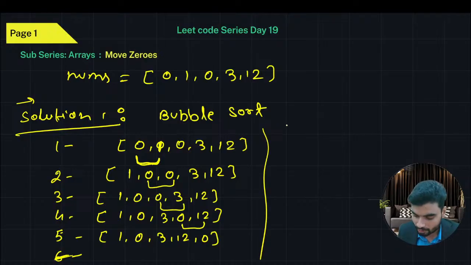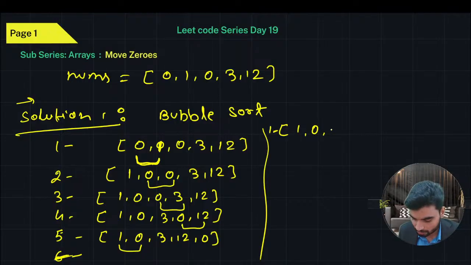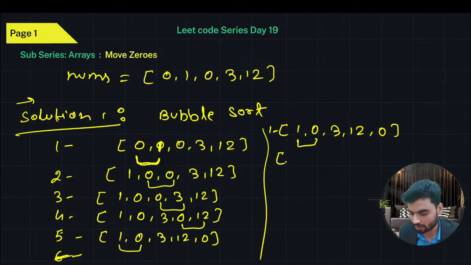Now the outer loop will execute again, and you will have step number 2. In step number 2, again you start comparing from the start, right? From here itself you'll compare 1, 0, 3, 12, 0. You'll compare them and swap them, because you get the 0 at the right. So if you have 0, then swap it. For this step, this will remain the same.